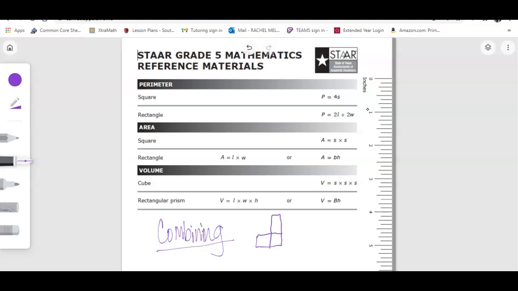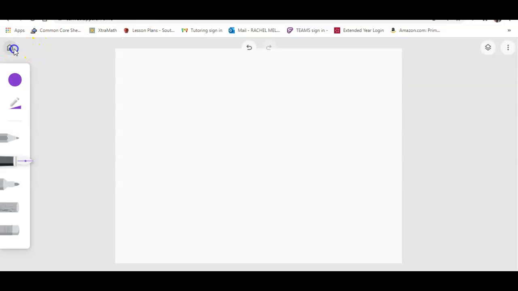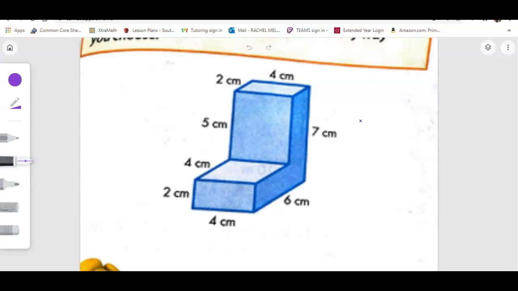I'm not going to draw it because it won't come out looking as well as what's in the book, but it's the same combination, the same idea. We're going to have two shapes that are put together that we want to find the volume of. So we're going to continue with our volume equals length times width times height formula. Here's our first problem.